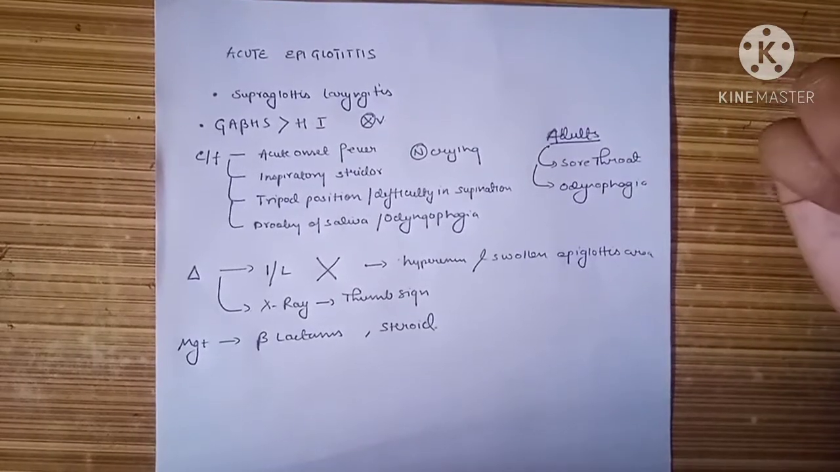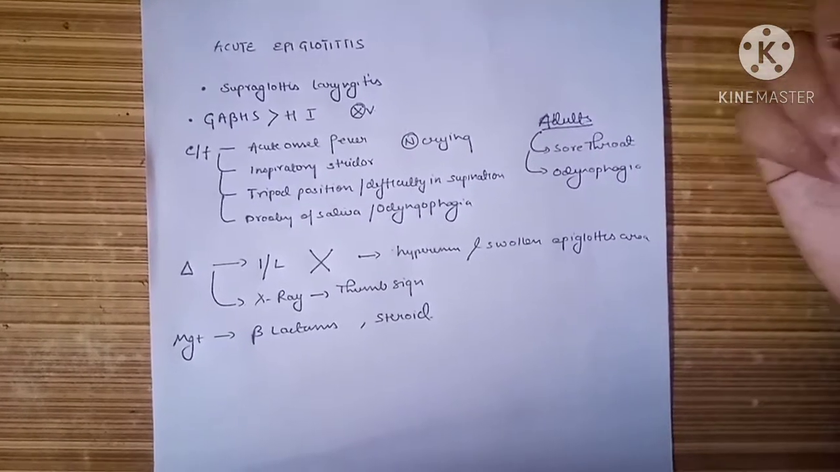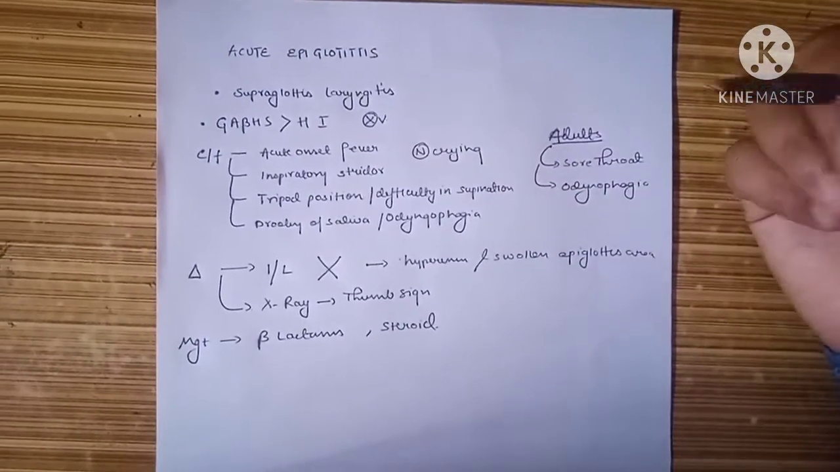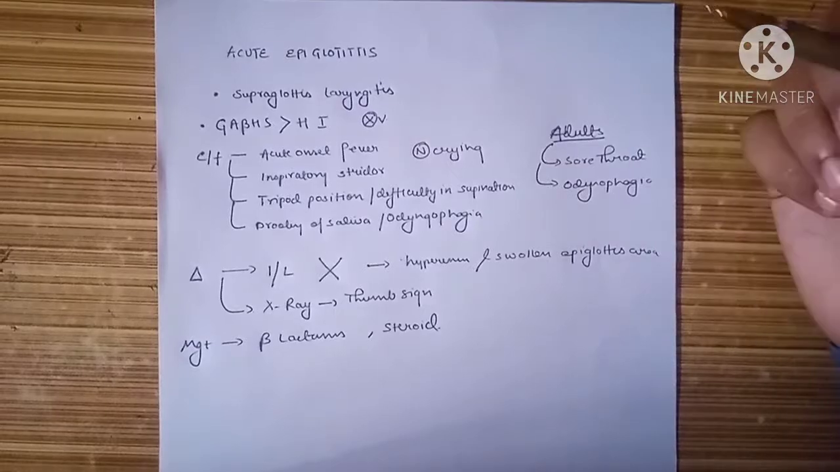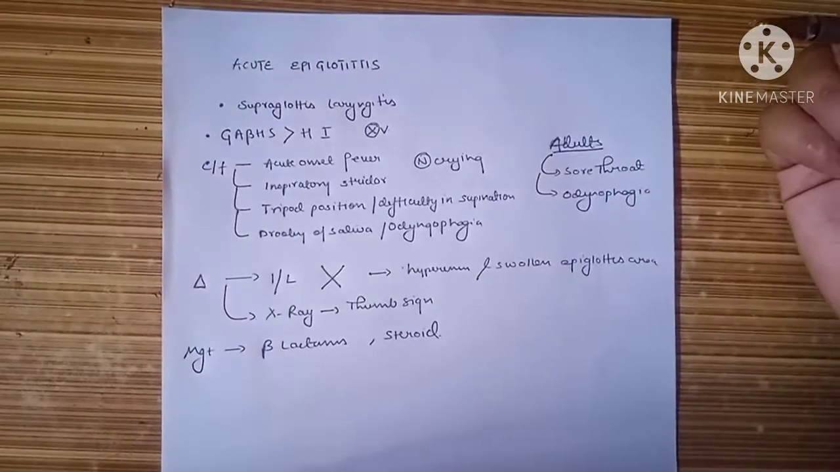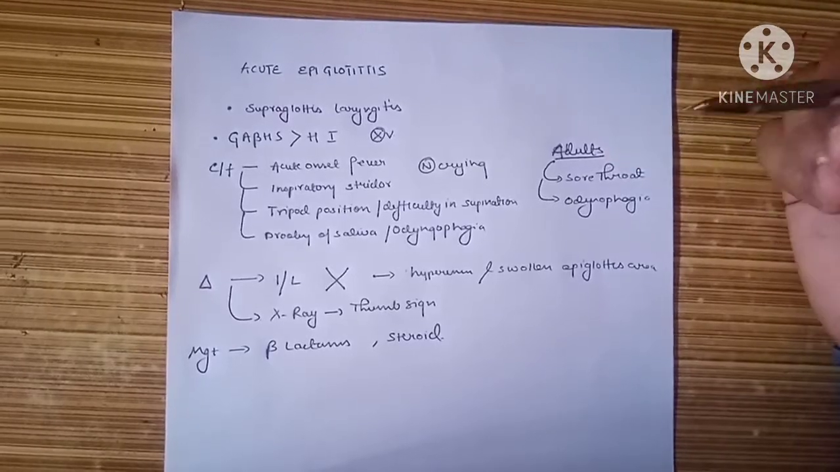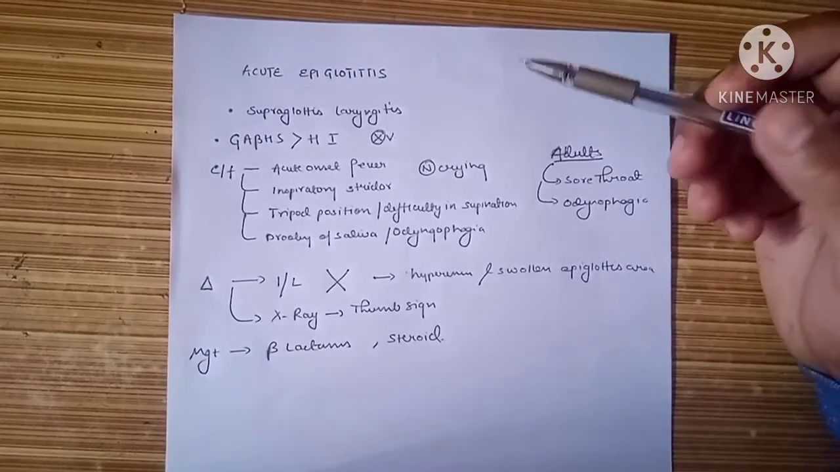Okay, and if the inflammation is to a severe degree, we also use steroids. And even after using these two, if there is no effect, we have to maintain the airway either by intubation or tracheostomy. So this is how this condition is managed. Okay, so this is all about epiglottitis.